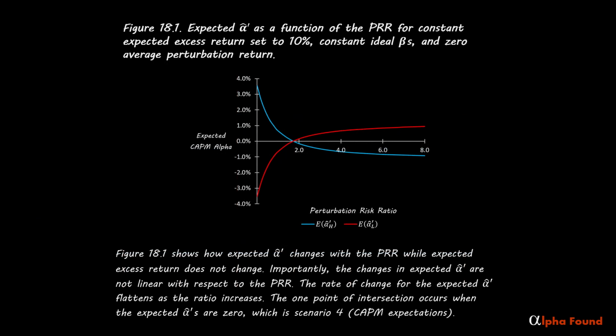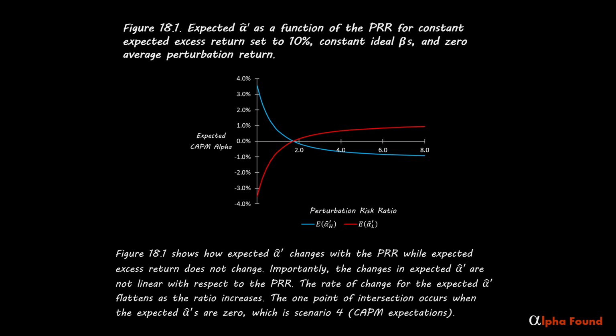Figure 18.1. Expected alpha as a function of the perturbation risk ratio for constant expected excess return set to 10%, constant ideal betas, and zero average perturbation return. Figure 18.1 shows how expected alpha changes with the perturbation risk ratio while expected excess return does not change. Importantly, the changes in expected alpha are not linear with respect to the perturbation risk ratio. The rate of change for the expected alpha flattens as the ratio increases.